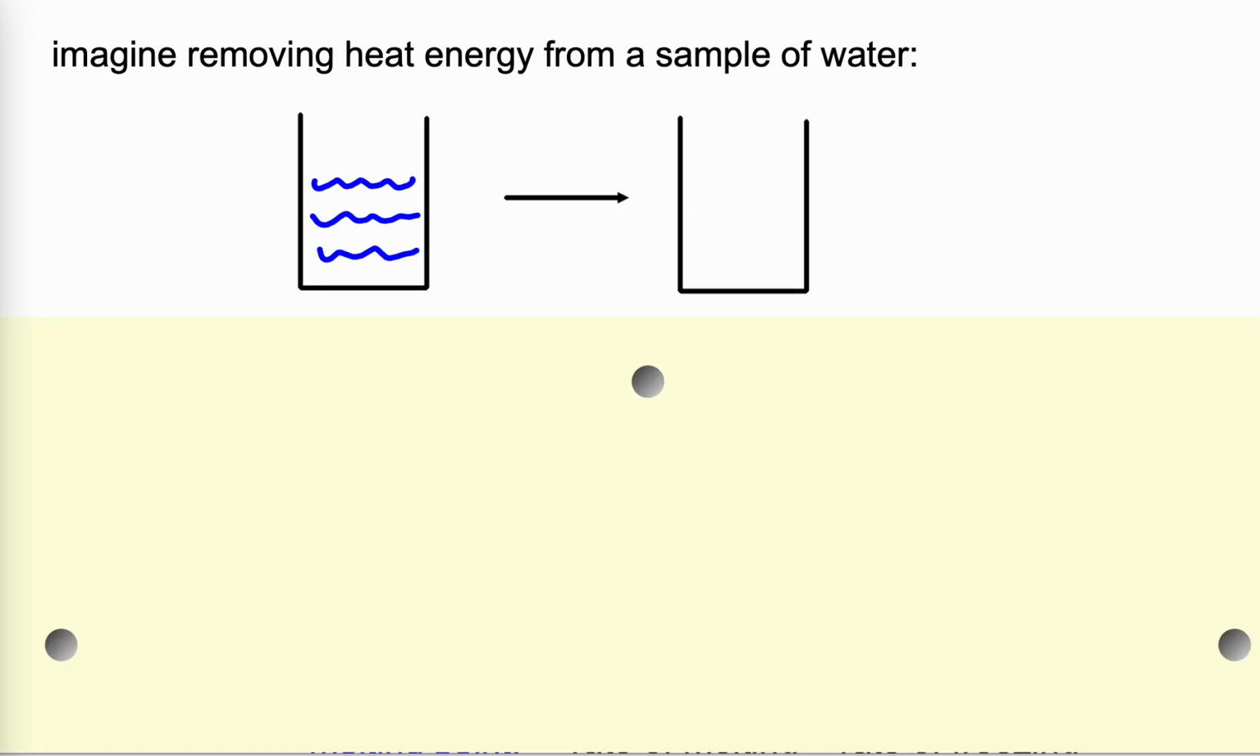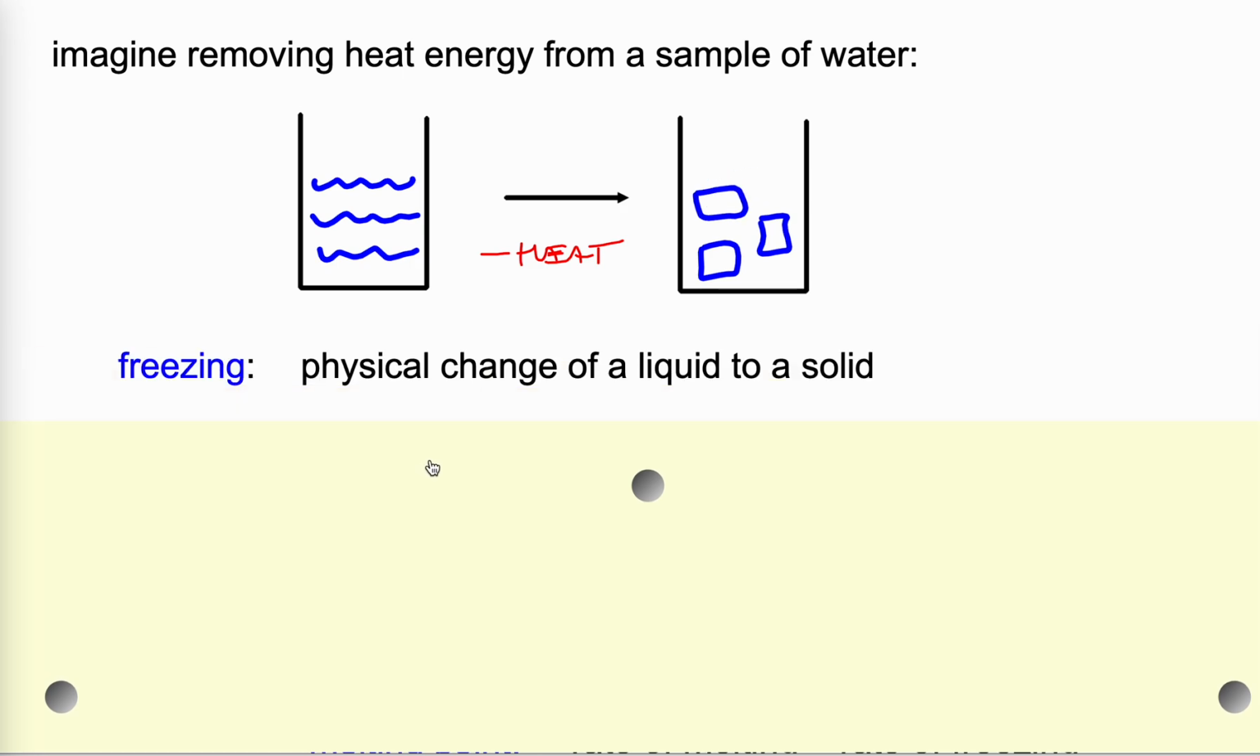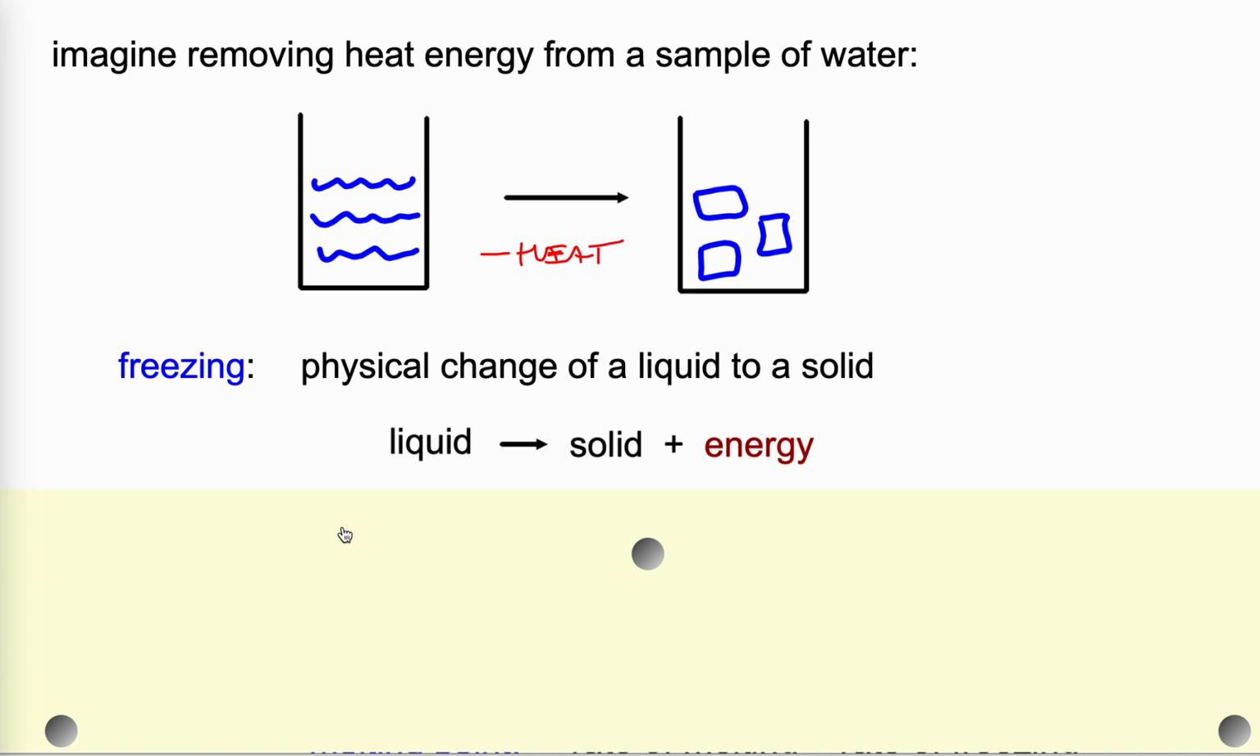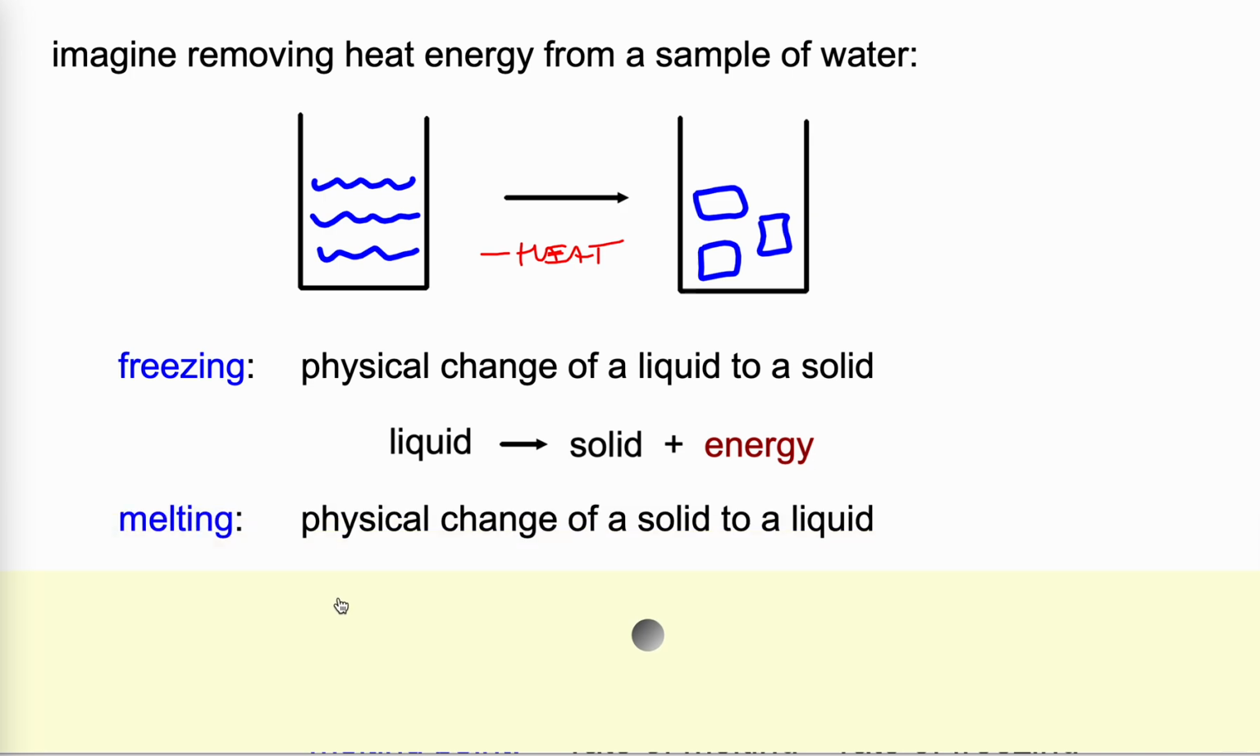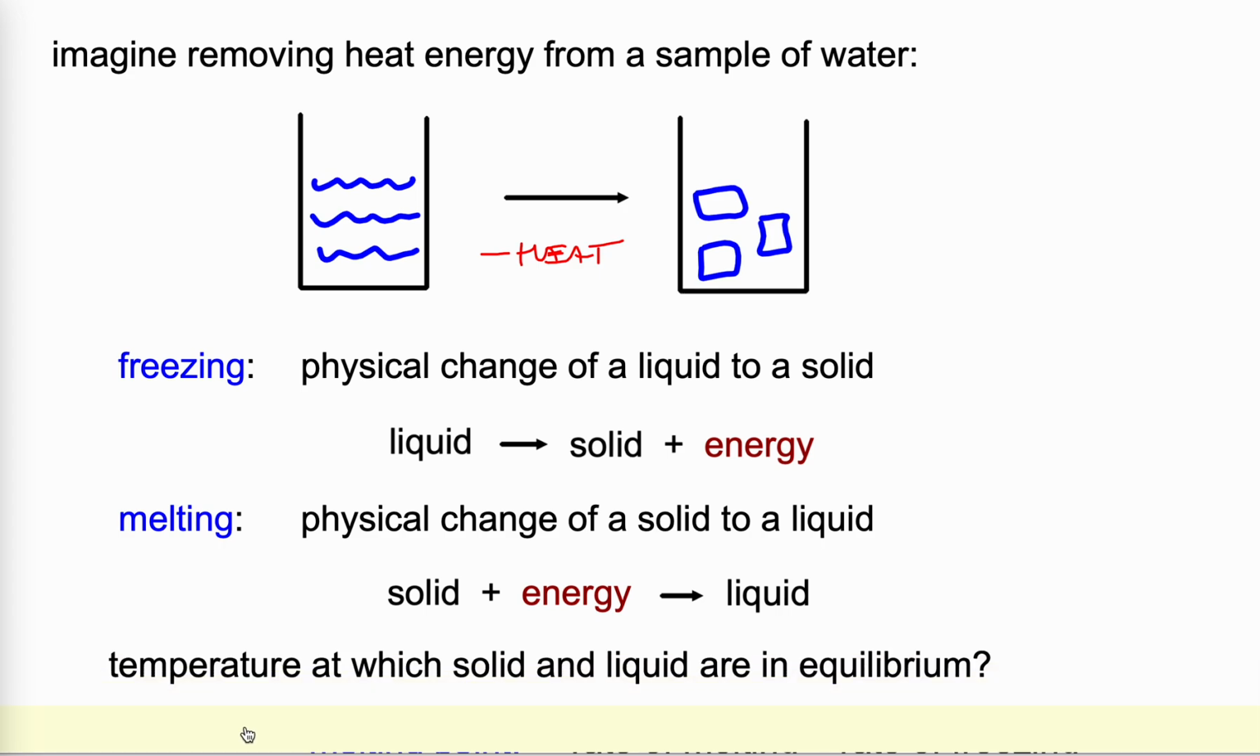Now, let's think about another phase change. Suppose I have a sample of water and I want to start removing heat energy from it. So I cool it, and in the process, what happens when I remove heat energy? Well, of course, obviously it's going to freeze, and if I start with liquid water, I'll end up with a bunch of ice cubes. Freezing is the physical change of a liquid to a solid, and in doing so we must remove energy. The opposite, melting, is the physical change of a solid to a liquid, and for that we have to add heat energy to go from the solid to the liquid.